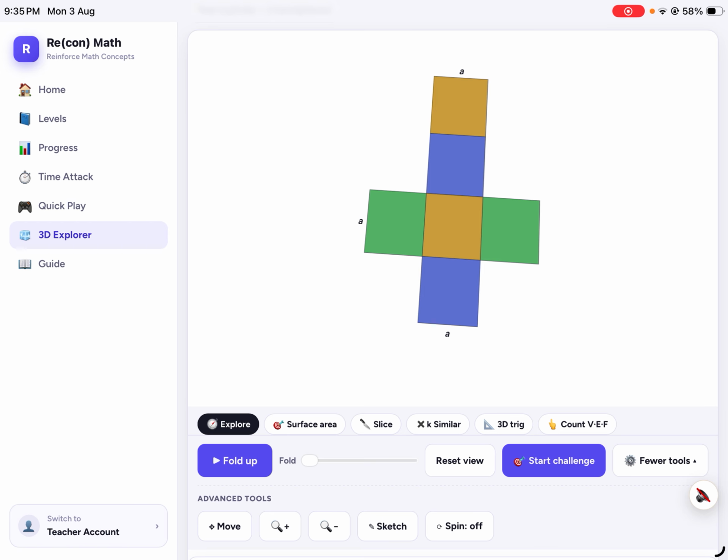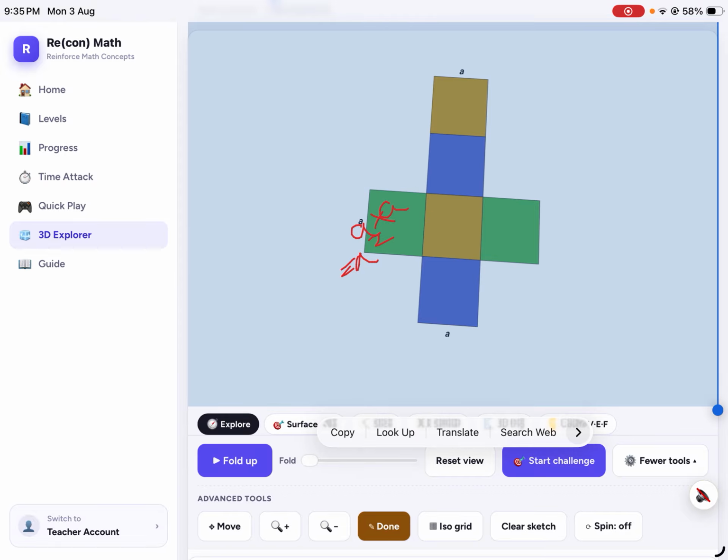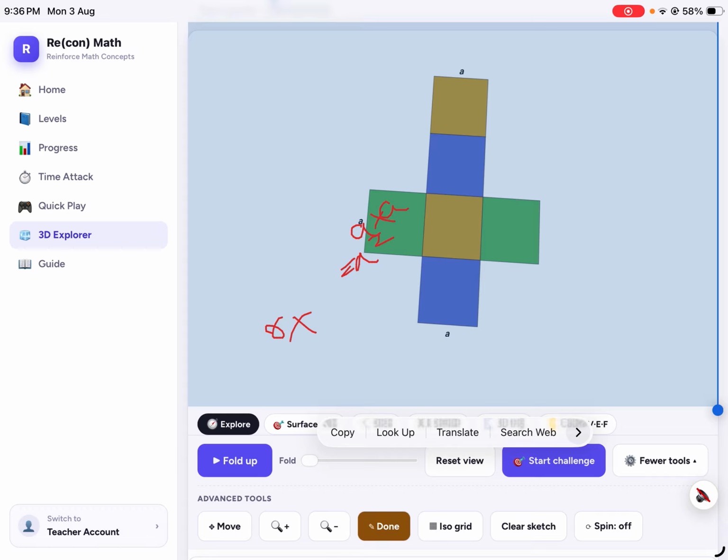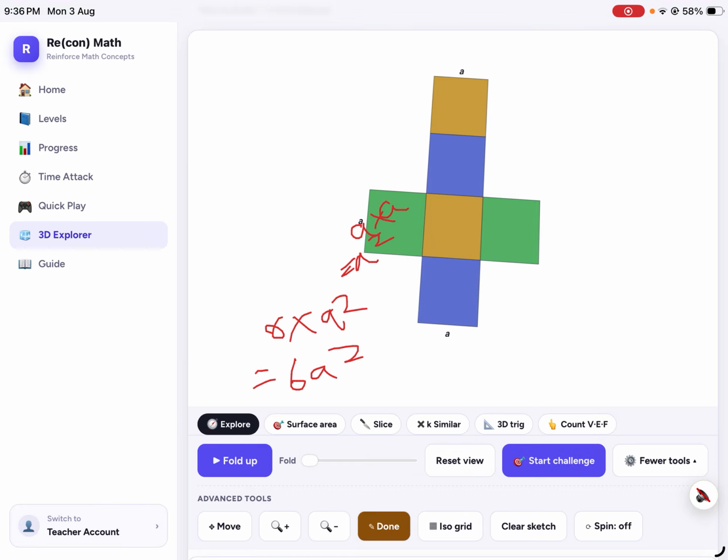Right, and how to find area of cube? Very simple. A times A, A squared, right? Then because there are 6, so 6 times A squared will give me 6A squared. Alright, 6A squared. So this makes it easy to do.